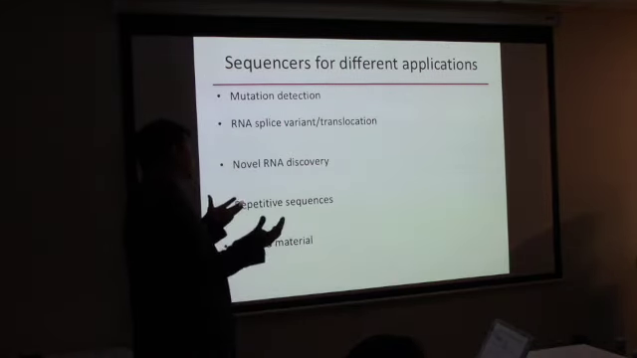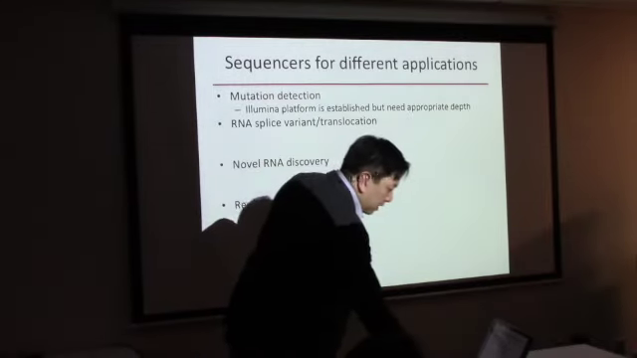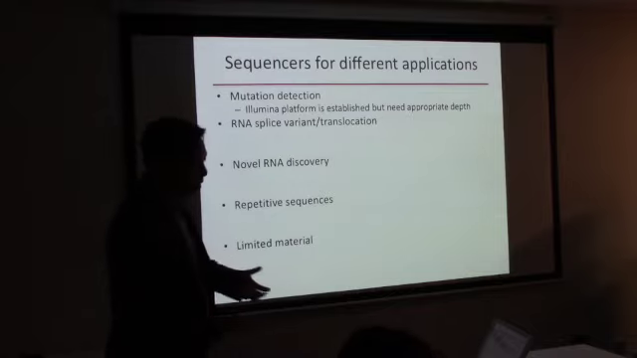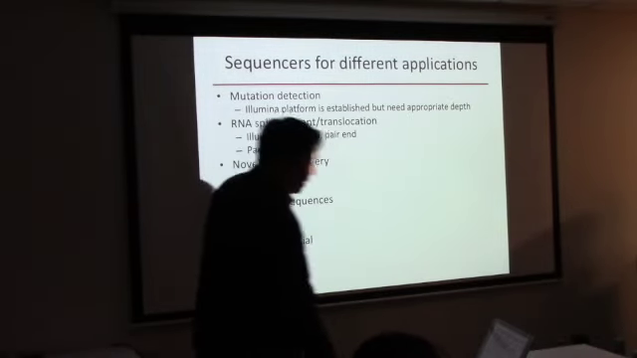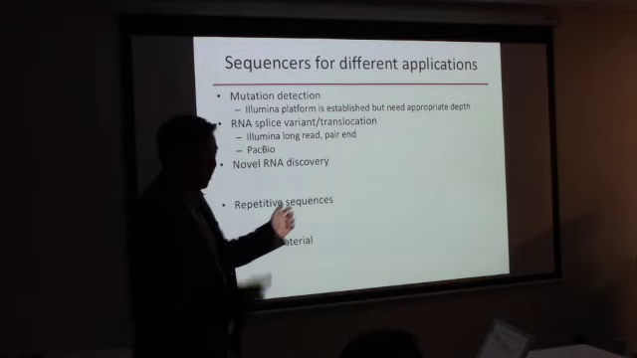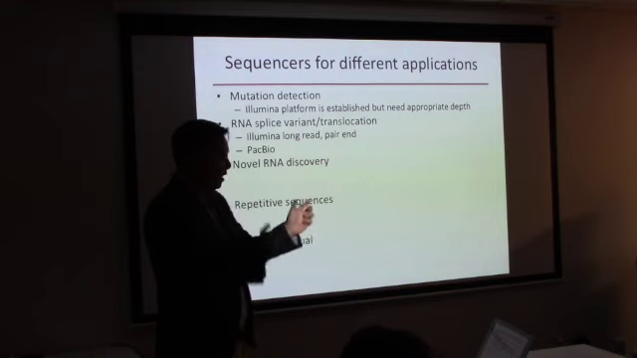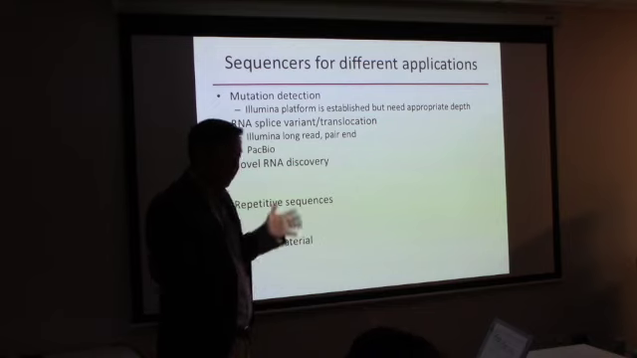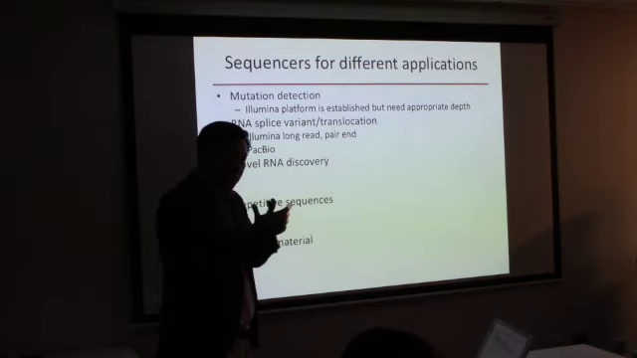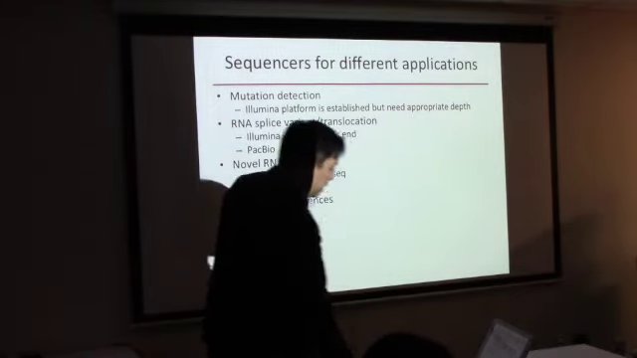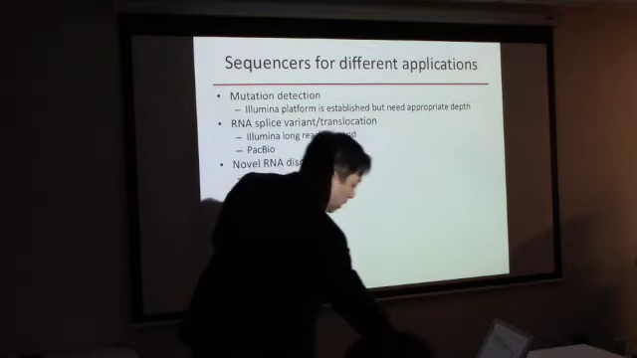So, this is just to highlight that if you're looking for mutations, or mutation detection, Illumina is the established platform. The error rate's relatively low, you can sequence at depth, sequence fast. It's the one to probably focus on. If you're looking at RNA splice variants or translocations, Illumina long read can get you there, but you kind of have to be lucky. We'll talk about this a little bit. PacBio may be more effective for that because PacBio is native sequencing. So you know exactly where the splice is because you see it happening. Novel RNA discovery, same thing: Illumina, PacBio.